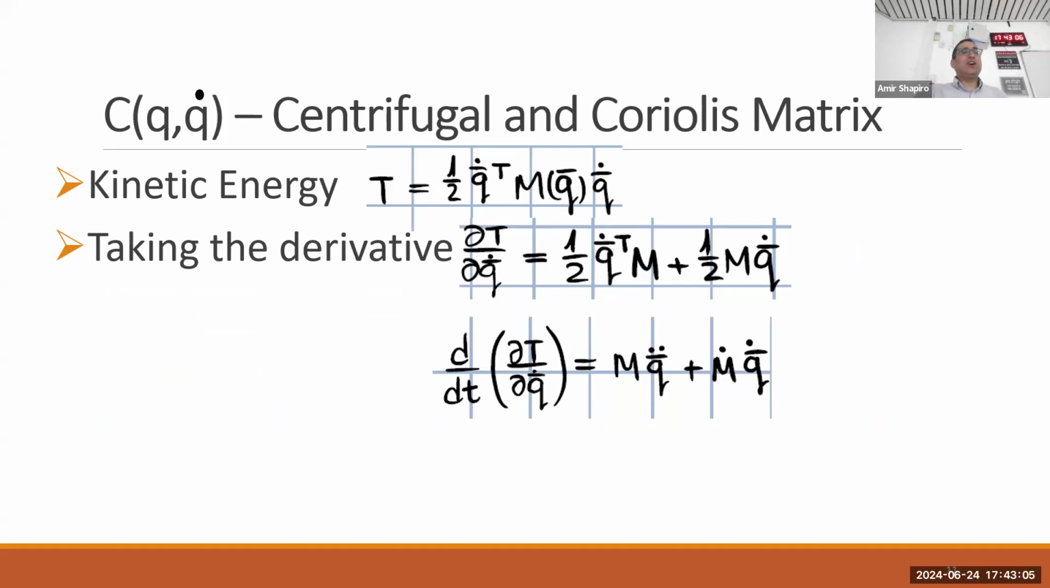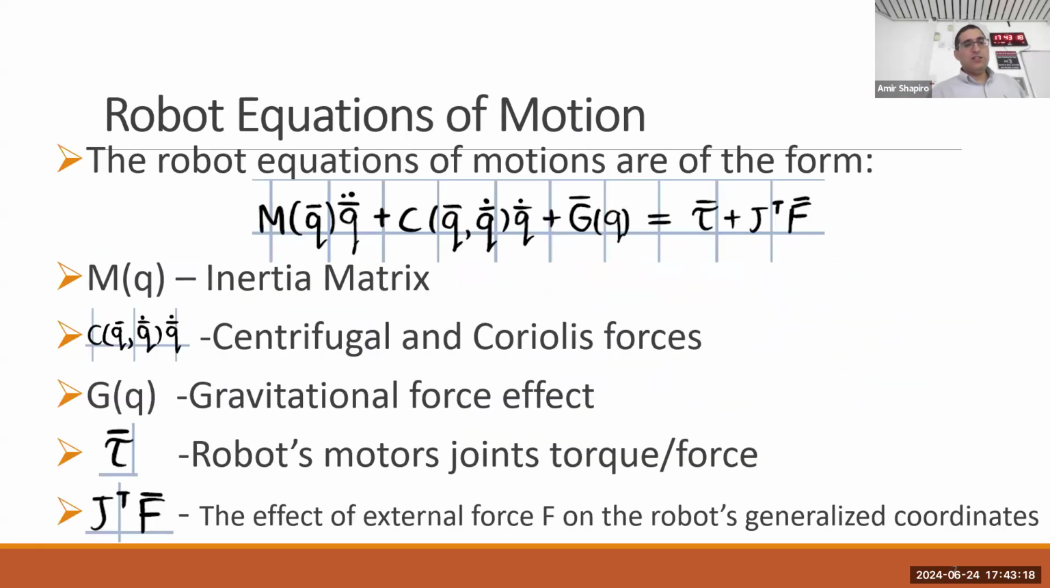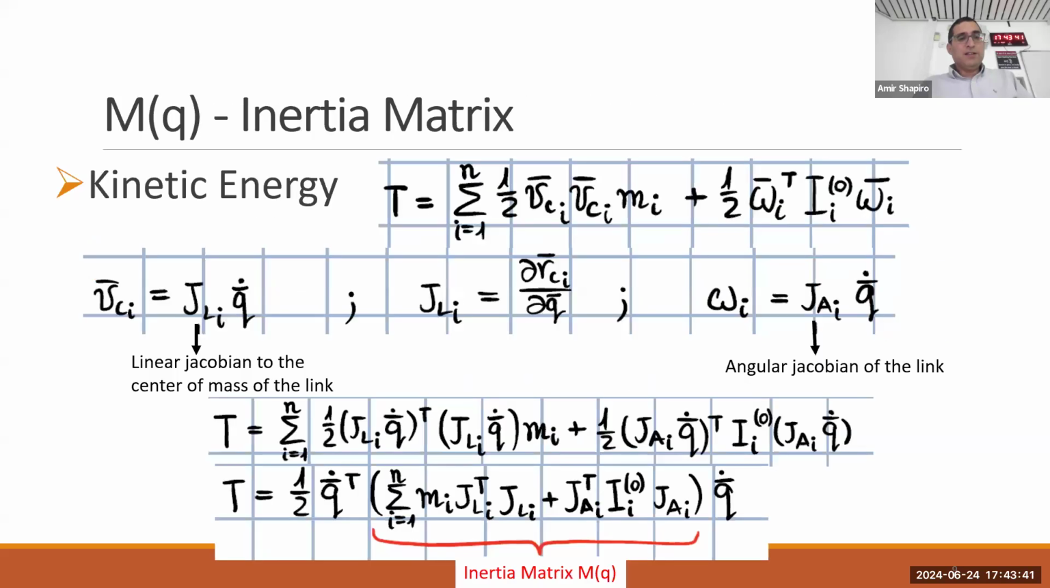Okay. And now let's talk about the centrifugal and Coriolis matrix. It's not matrices, just one matrix. As you recall, this matrix is here at the center, C times q dot, and C is a matrix which depends on q and q dot, on the configuration and the velocity of the configuration parameters. So let's see how we can build this matrix.